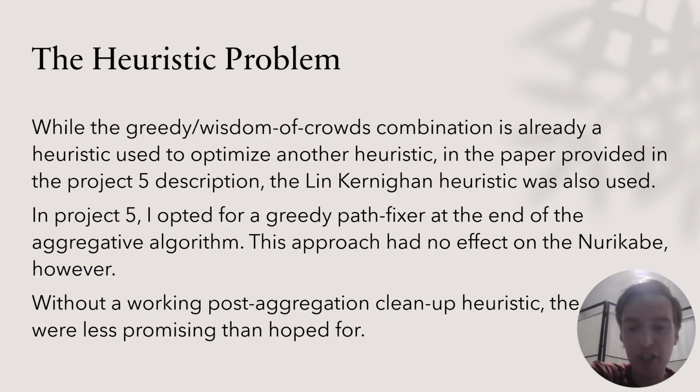Now, what I believe caused this issue was that in the paper included in the Project 5 description, the people doing their wisdom of crowds algorithm used a heuristic after each aggregation to clean up the aggregated solutions. They used the Lin-Kernighan heuristic. On the last project, I used a greedy approach to clean up the paths and make them good. This time, I tried to use a greedy approach. It didn't end up working, and there wasn't time to really do a new approach, so I just deleted the greedy part because it wasn't doing anything, and we were left without an end cleanup heuristic after the aggregation.